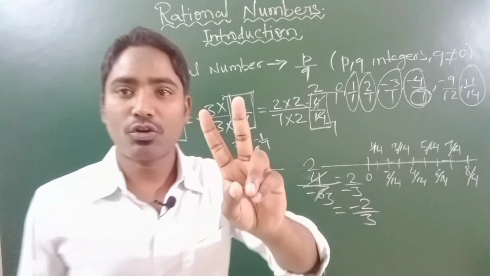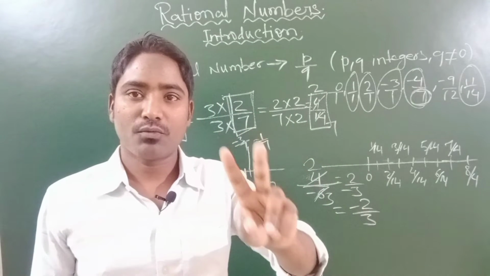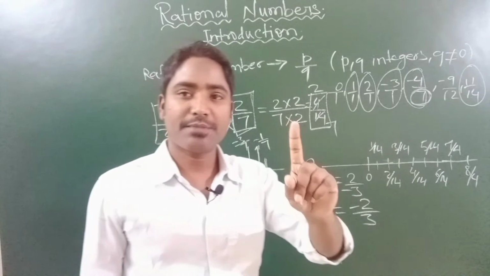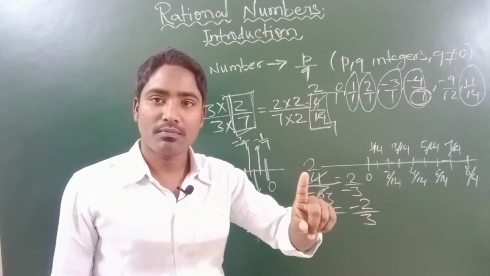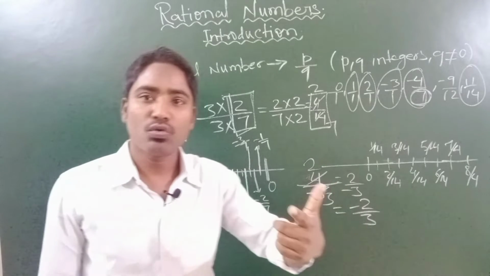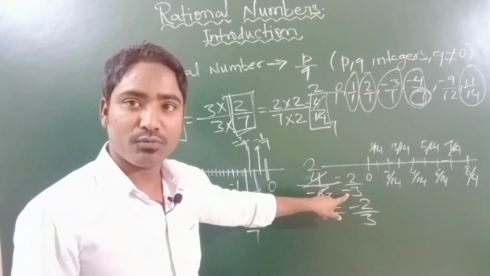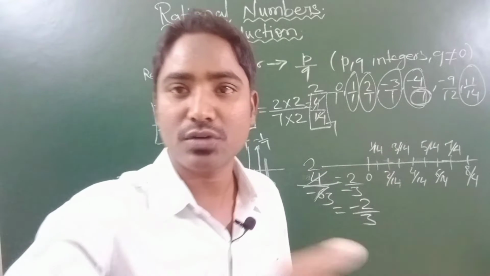So you have to take care of 2 things, students, in rational number. Step number 1, first you have to reduce it to the simplest form. And then step number 2, you have to shift the minus sign from the denominator to the numerator. Just give me 1 second, students, let me clear the board.